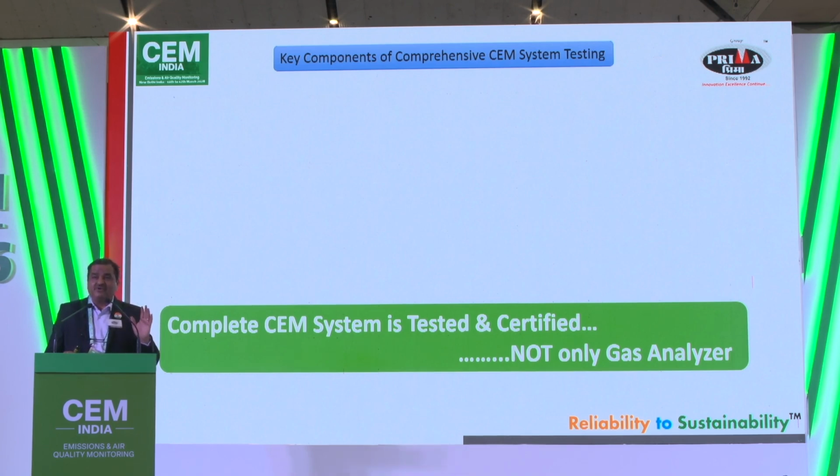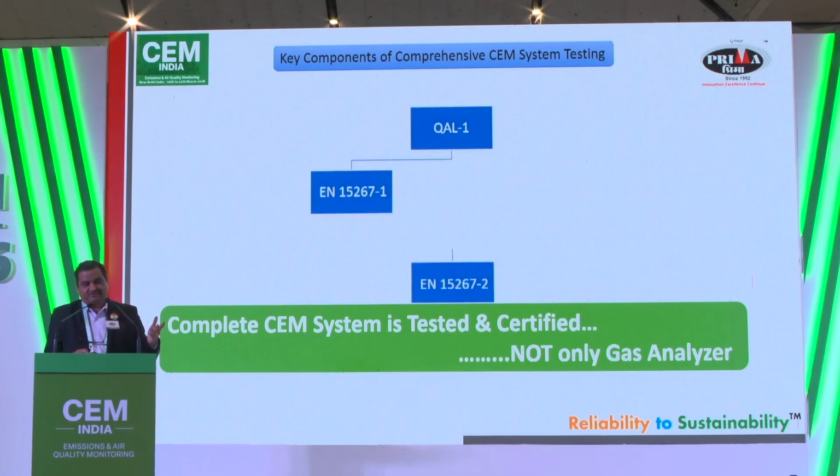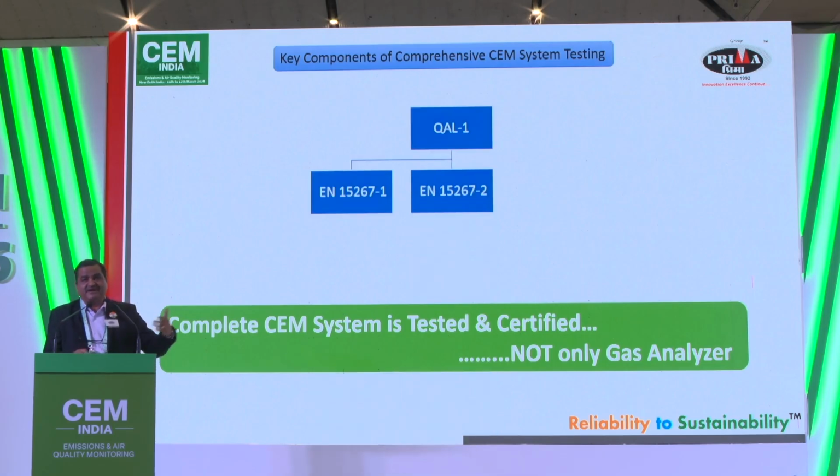Unless you have that certificate and a test report mentioning all this for the device, you should not believe that the CEMS you are buying is really a certified product. So what comes? QAL 1, QAL 2. QAL 1 comes with the EN 15267, which is a primary requirement before you go for QAL 1: EN 15267-3 performance testing in the laboratory.